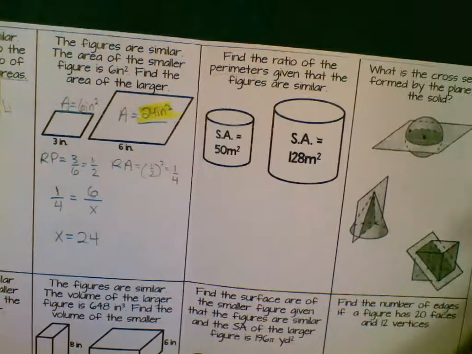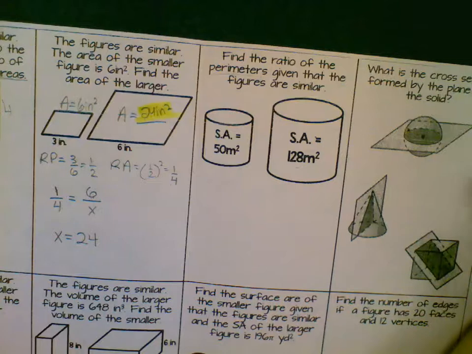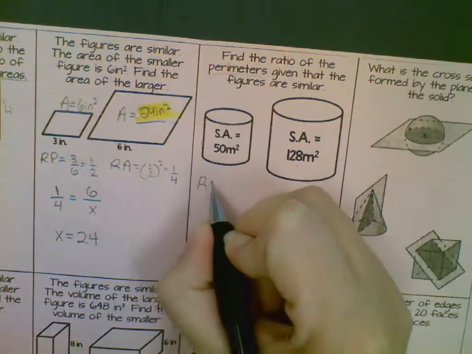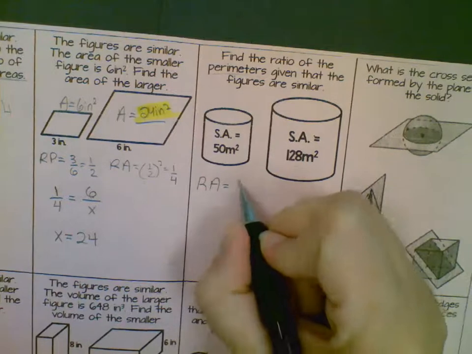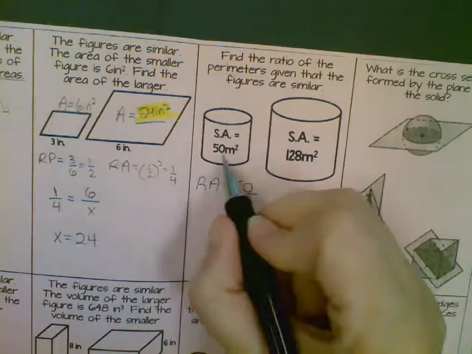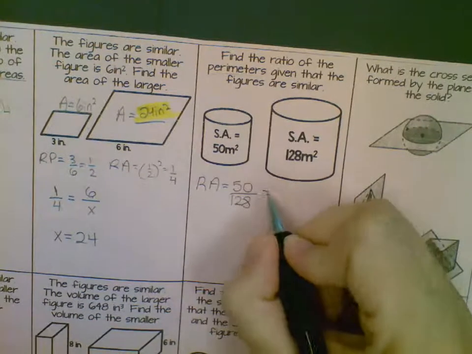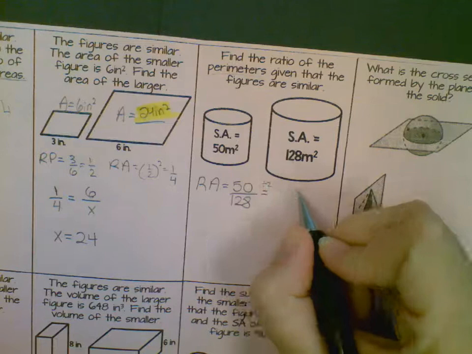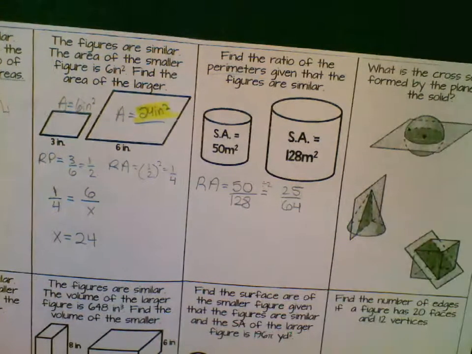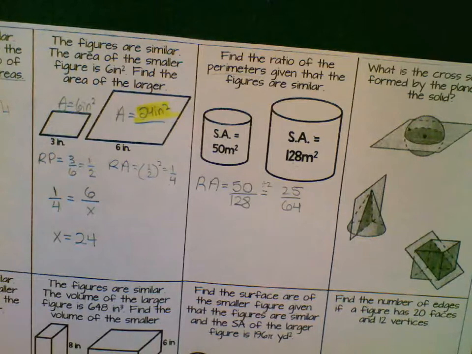So this one is kind of completely different. They told us what their surface areas are, but we want to go backwards and find the ratio of their perimeters. So this means we have the ratio of their areas. So we'll do 50 over 128. I did this one over that one. We can simplify by reducing by 2, so we have 25 over 64. So the ratio of their areas is 25 over 64.